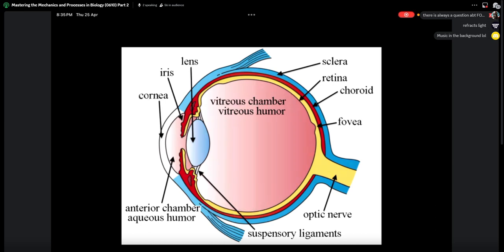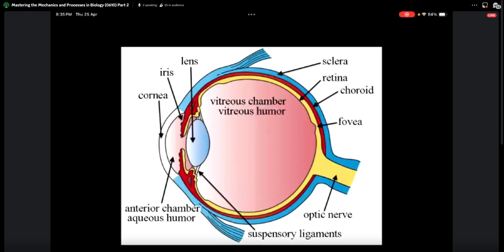Okay, and then we have the iris. The iris is the one that helps to control how much of the light is going to enter the eye, basically. It helps to limit it. Then we also need to know what the lens is. The lens is basically this one, it looks like a mirror. It helps to focus the light. They make sure the light will directly hit the retina so that the image can be formed.